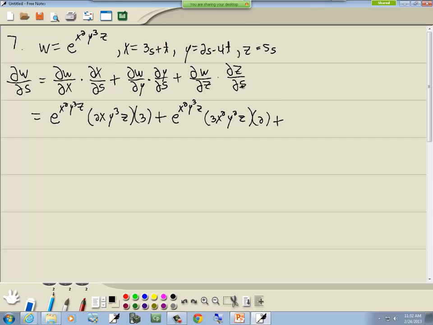Plus, and then a partial w with respect to z. Well, derivative of e to the power is e to the power, times derivative of the power with respect to z. Well, the x squared and y to the third are constants, and derivative of z is 1. So that just leaves us x squared y to the third, times the partial z with respect to s, which would be 5.